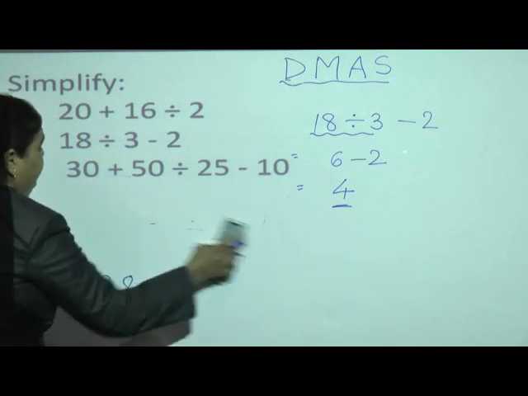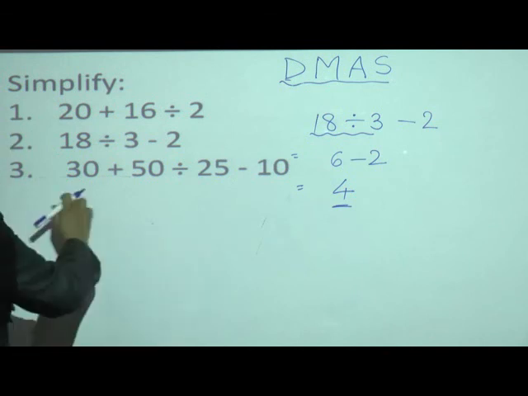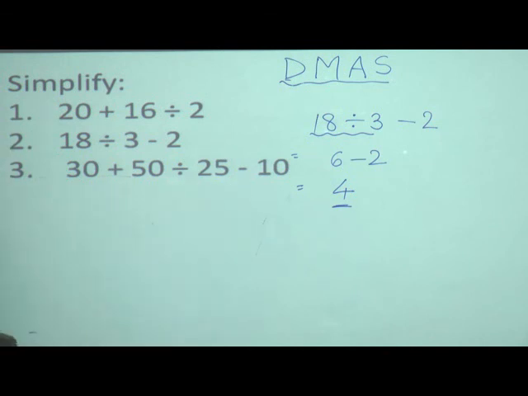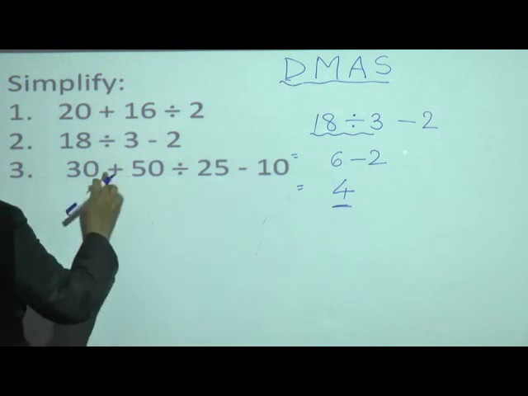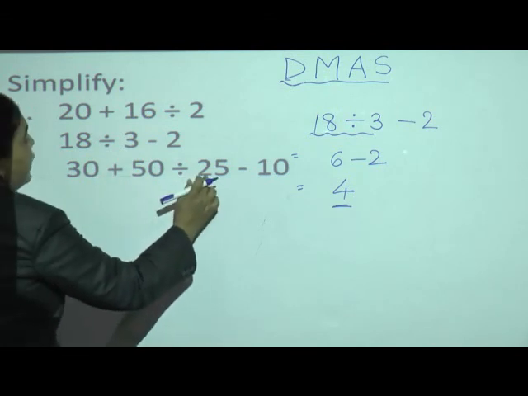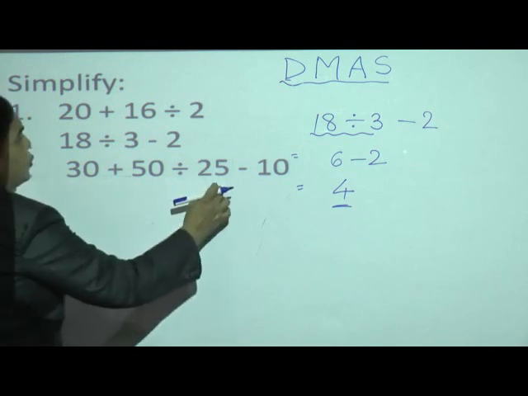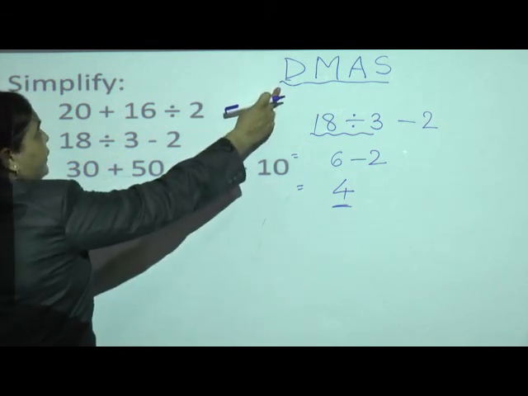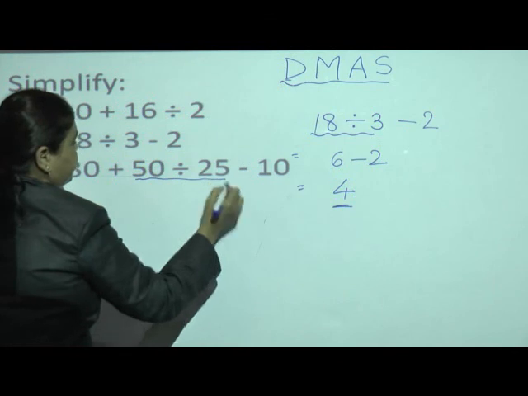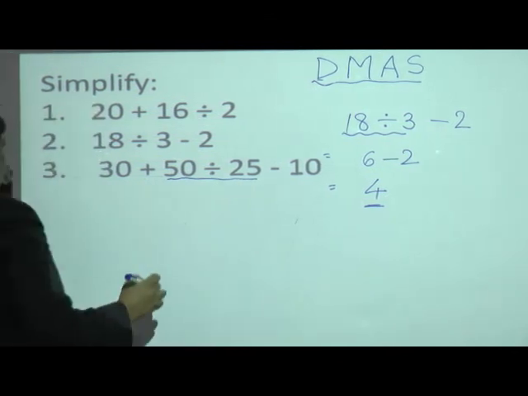One more example we will solve here. Here we are having many operations, 3 operations together. 30 plus 50 divided by 25 minus 10. You might be thinking what to do, but we are having the help of DMAS. DMAS means first we have to go for division. So what should I do?